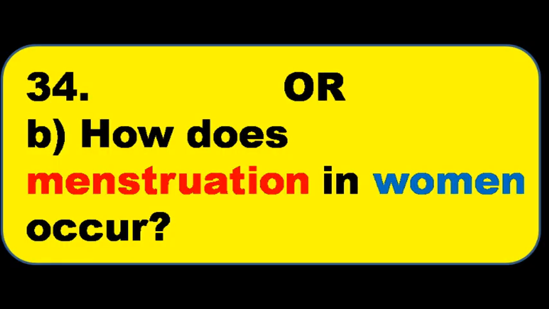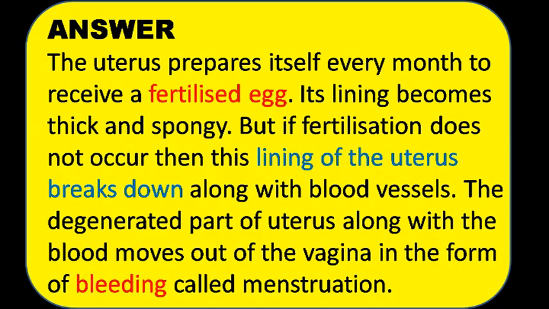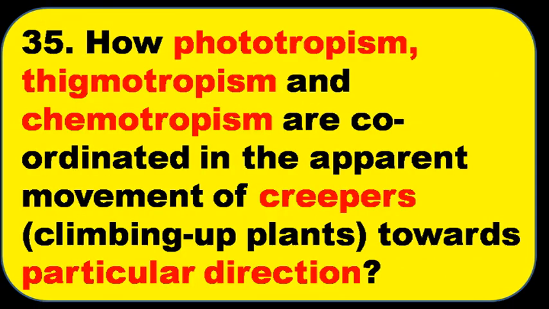How does menstruation in women occur? The uterus prepares itself every month to receive a fertilized egg. Its lining becomes thick and spongy, but if fertilization does not occur, then this lining of the uterus breaks down along with the blood vessels. The regenerated part of the uterus along with the blood moves out of the vagina in the form of bleeding called menstruation.